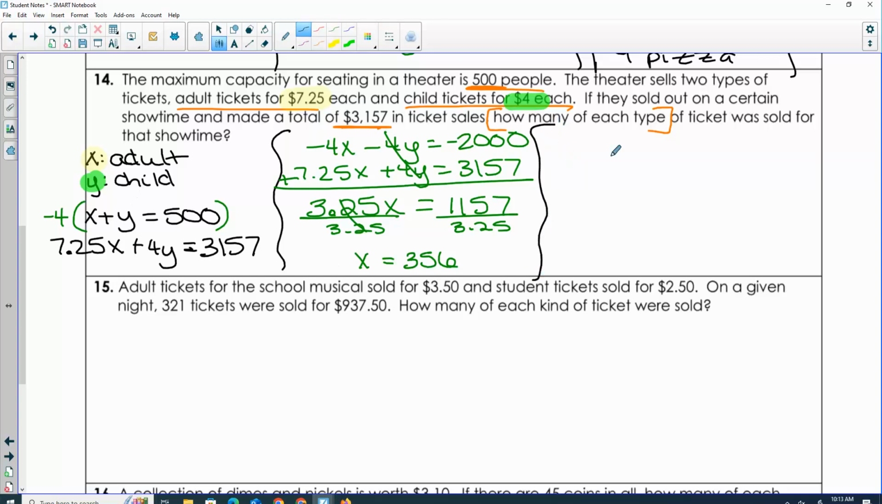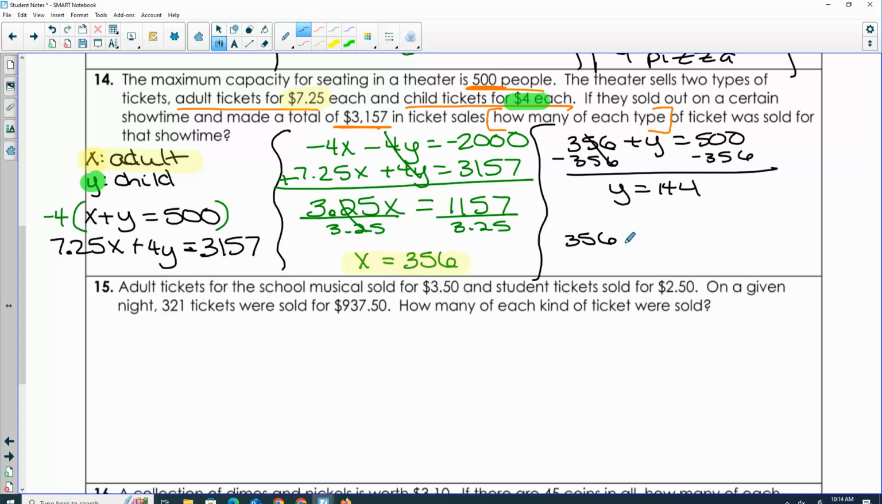So now we plug it back in. First equation, x, which is 356, plus y equals 500. We subtract. Y is 144. So now to answer it, x was the adult. So there's 356 adult tickets. Y was the child. So 144.